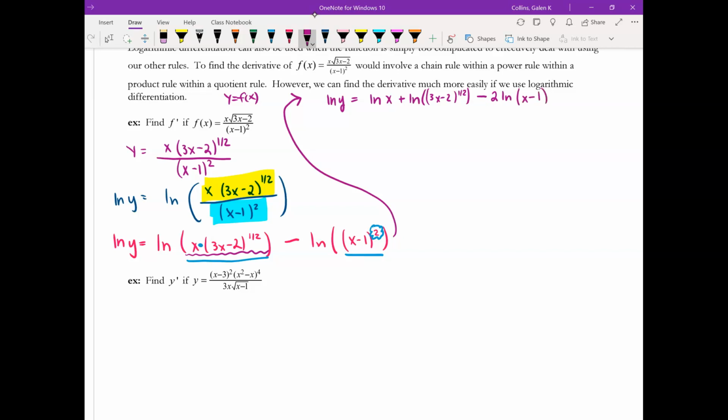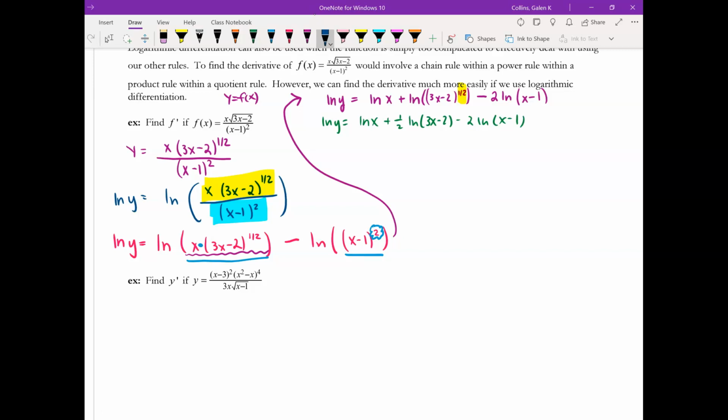1. All right, the very last thing I'm going to do is use that power property one more time to get that 1/2 out front. So we get ln of y equals ln of x plus 1/2 ln of 3x minus 2 minus 2 ln of x minus 1. All right, that was all Algebra 2. Now we're going to take the derivative, the fun part, probably the easy part.